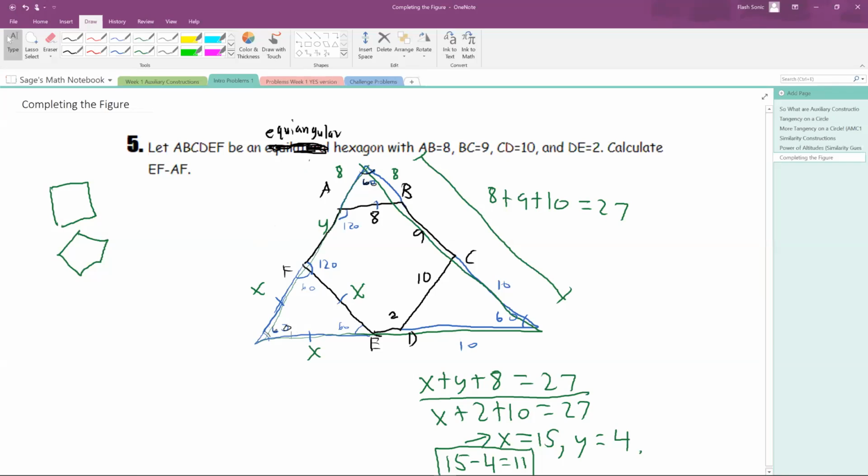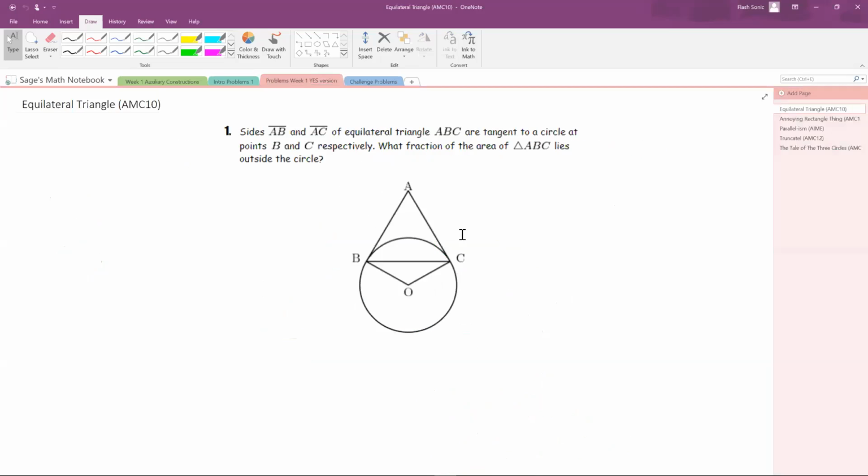So now that we're finished with the introductory problems, we're going to be moving on to the harder problems, or not as much introductory. So this is the first one, which is from the AMC 10. If we let sides AB and AC of equilateral triangle ABC be tangent to the circle at points B and C, then what fraction of the area of ABC lies outside of the circle? I'll give you guys some time to think about how to do this.